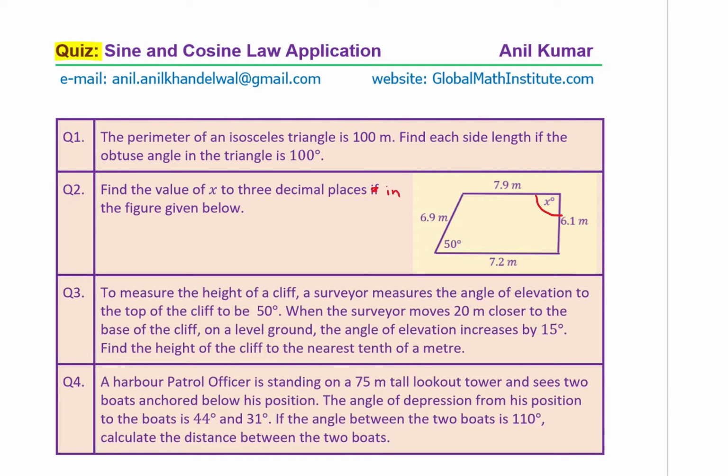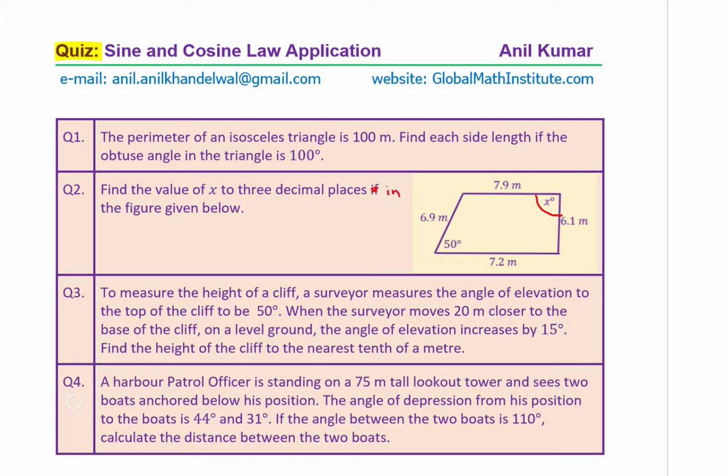Question number 3. To measure the height of a cliff, a surveyor measures the angle of elevation to the top of the cliff to be 50 degrees. When the surveyor moves 20 meters closer to the base of the cliff on the level ground, the angle of elevation increases by 15 degrees. Find the height of the cliff to the nearest tenth of a meter.